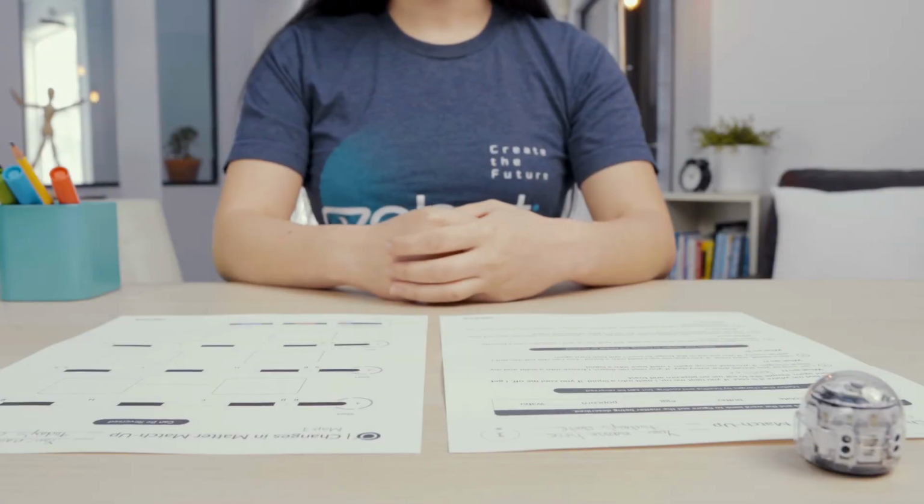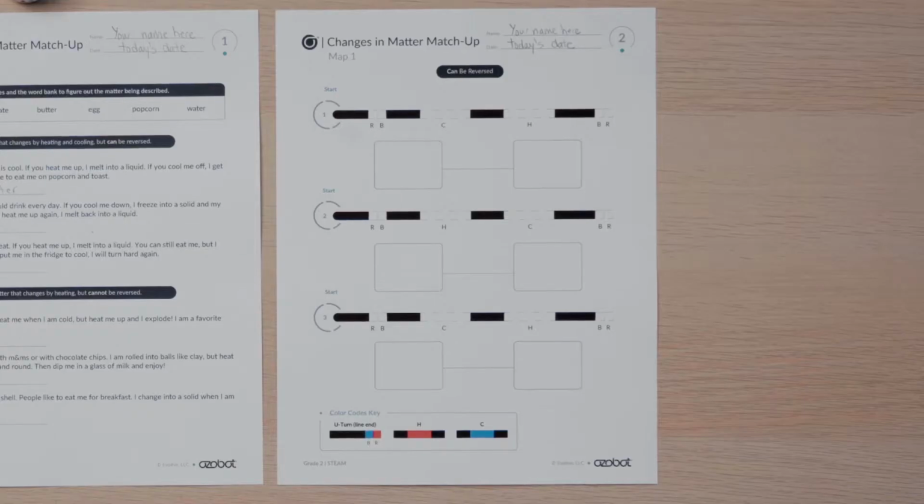You are now ready for map 1. This map will show the examples of matter from the activity sheet that can be reversed. There are 3 paths, number 1 through 3, on the start. Below each path, there are 2 empty boxes in a line. You will use the boxes to draw 2 pictures to show the matter that was described. You will write the name of the matter on the line. Let's do the first one together.